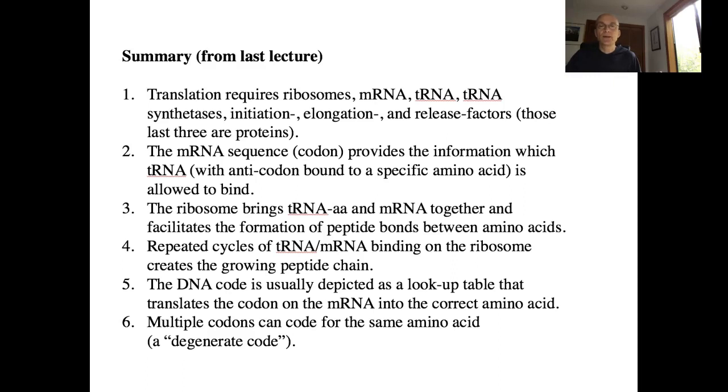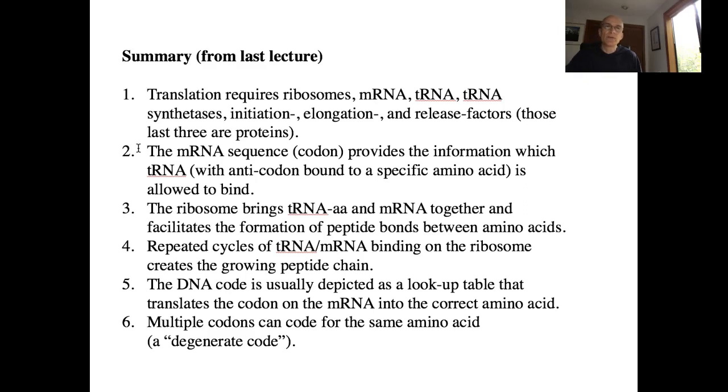So last time we talked about translation. We said that translation requires ribosomes. We also said that for translation to happen, we need mRNA, which is translated. We need tRNA, and then we need the tRNA synthetases, the ones that make the specific tRNAs. We need initiation, elongation, and release factors, and all of those are specific types of proteins that do the job. We also said that mRNA sequence provides the information which tRNA is allowed to bind.